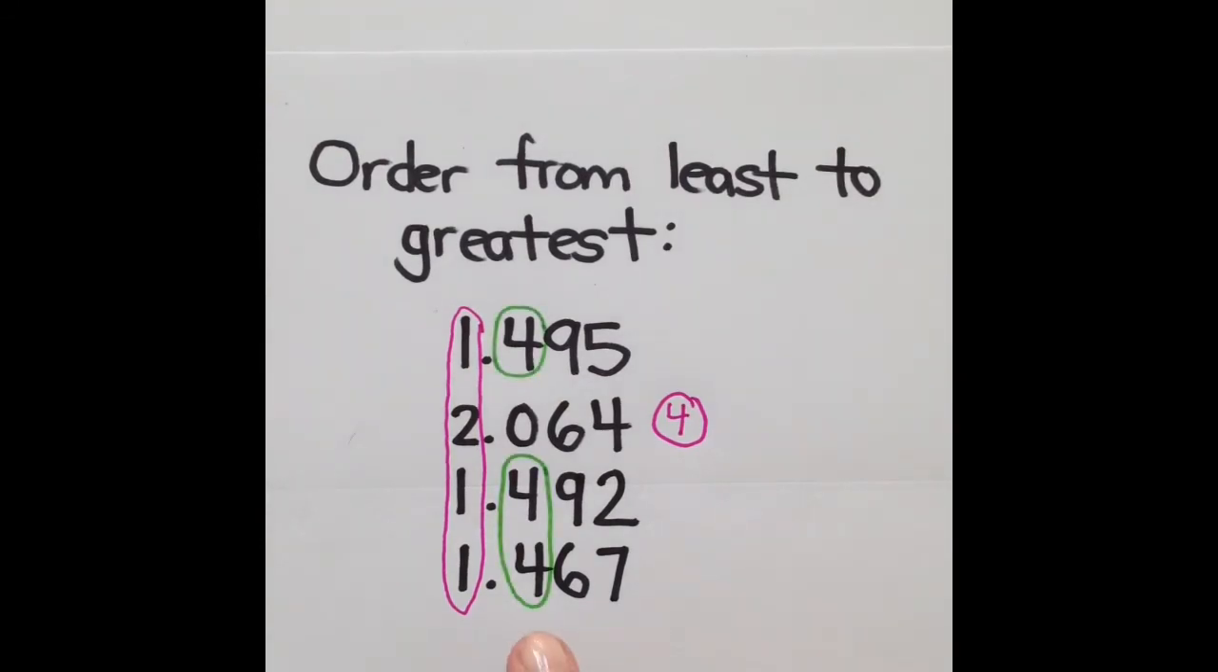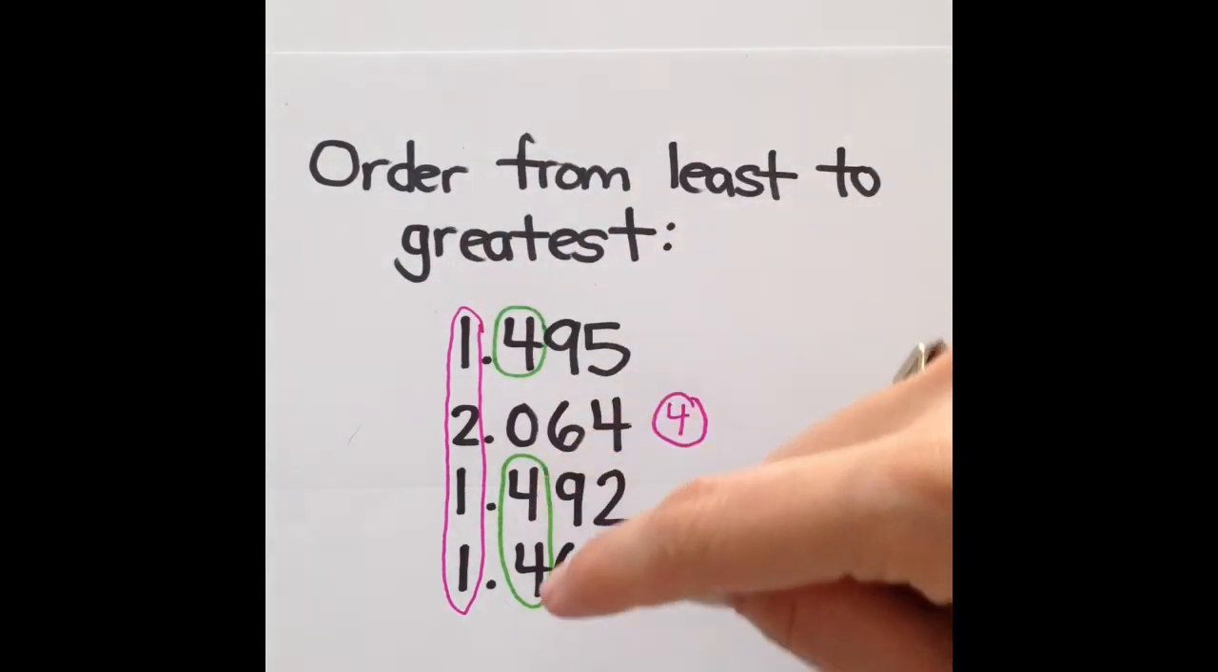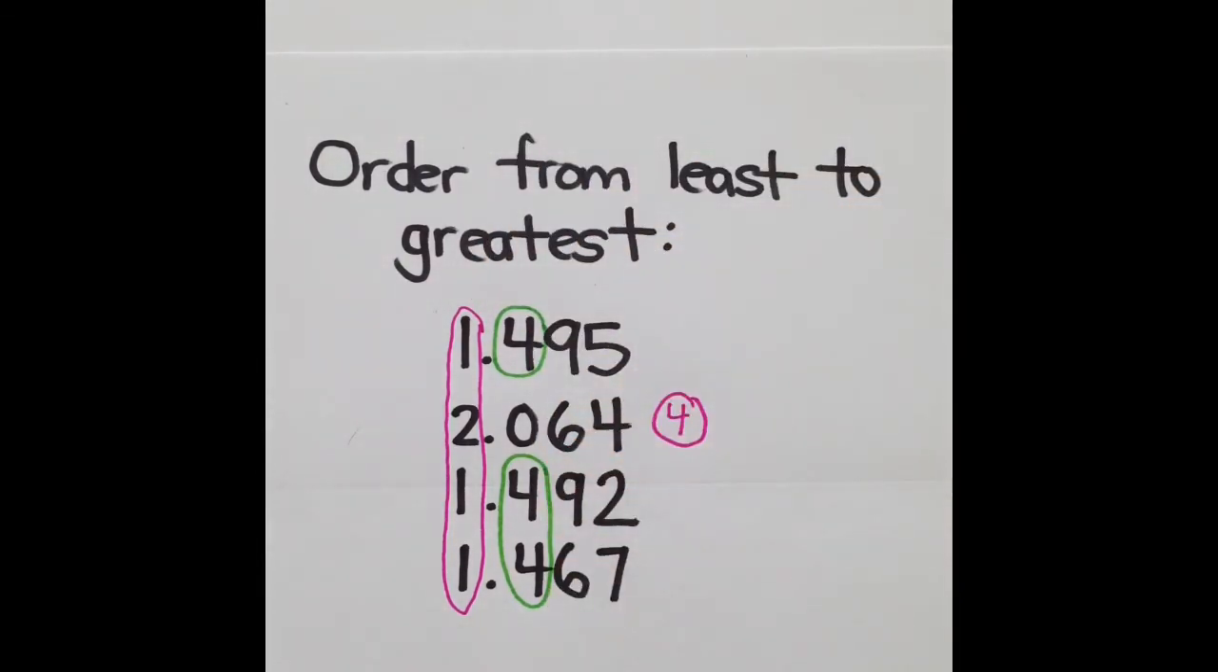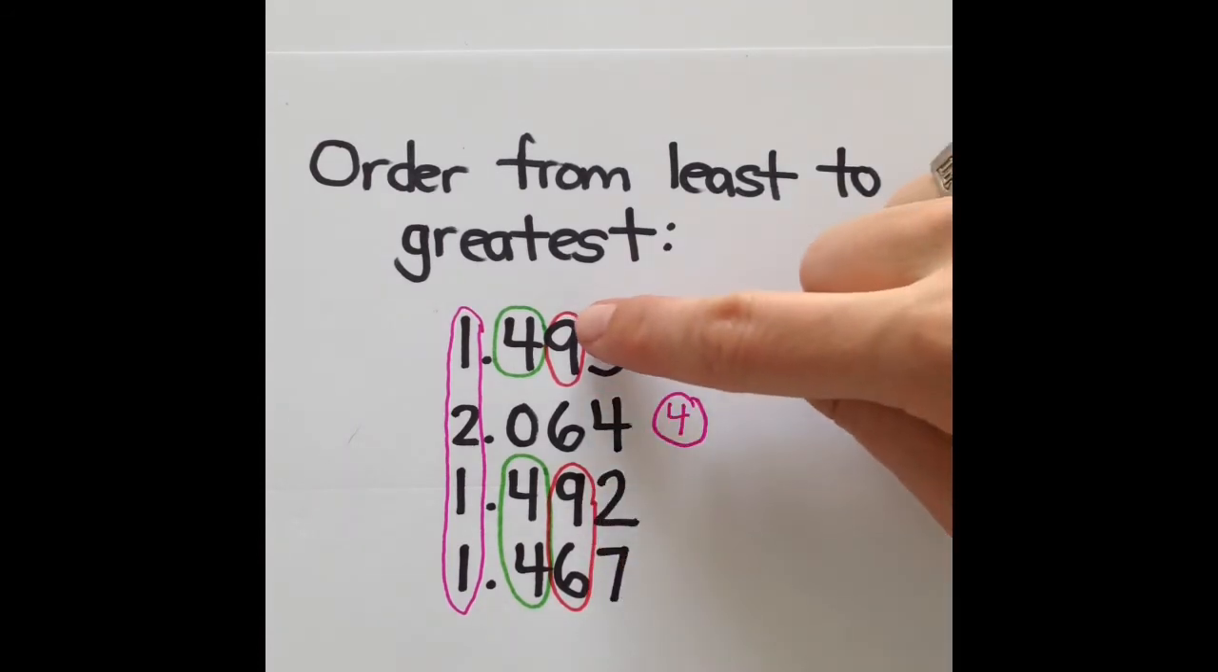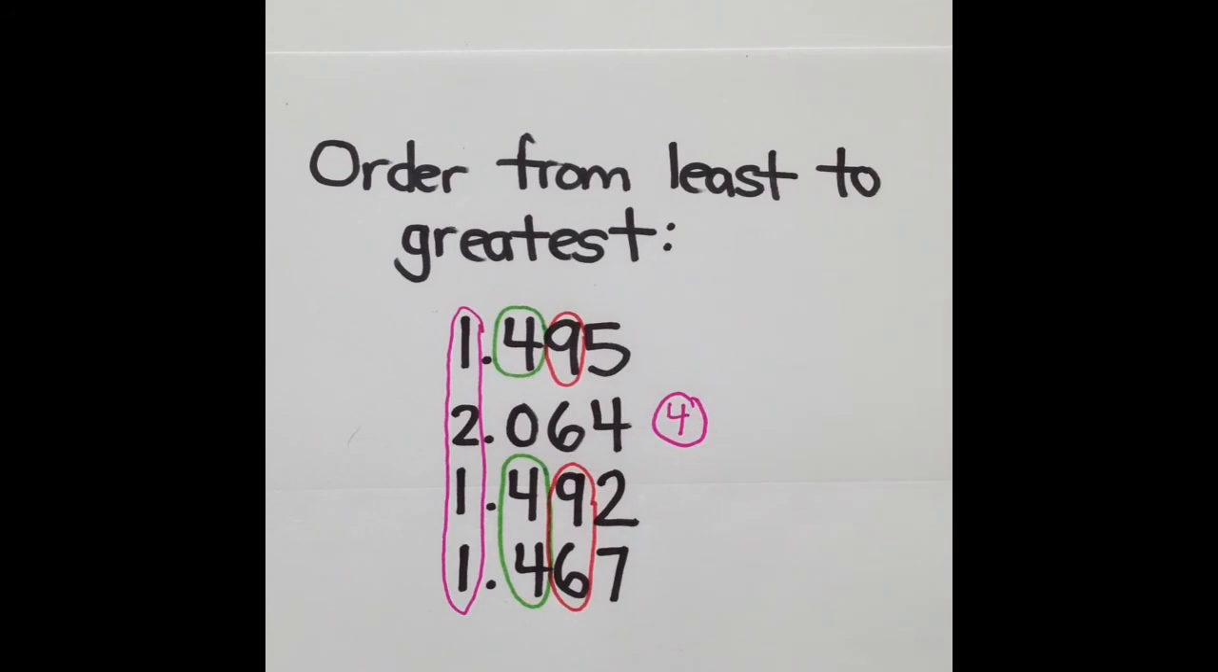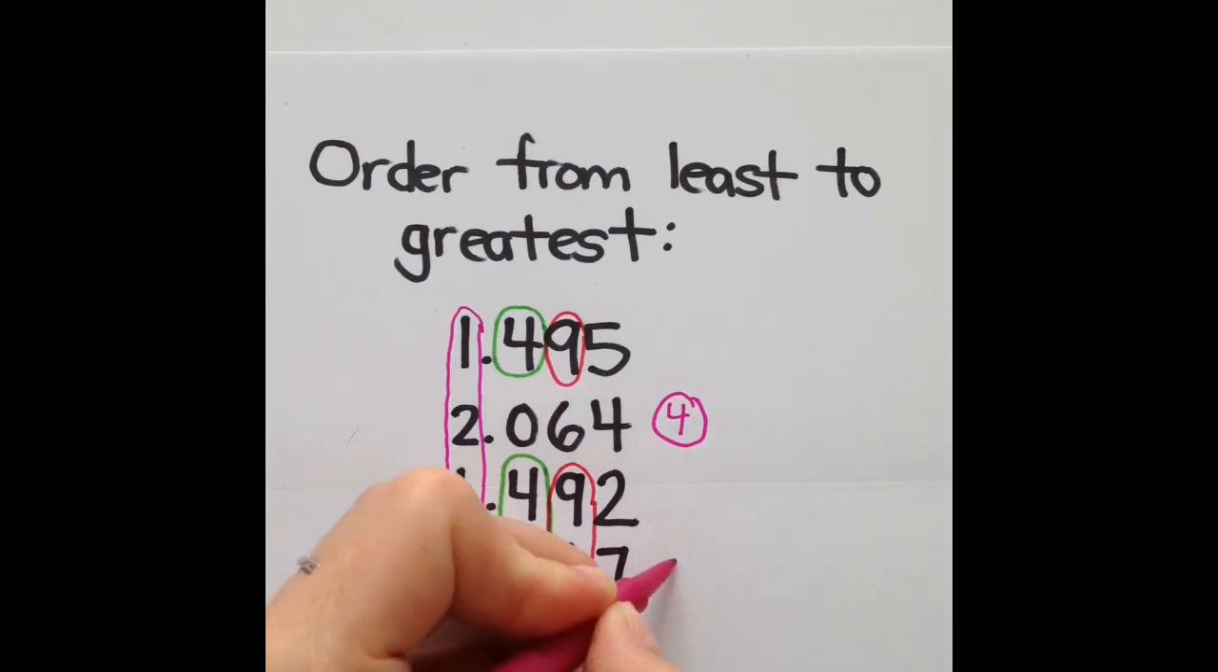Next, we'll look at the 10th place of the remaining numbers. So each of these 3 remaining numbers that need to be ordered all have a 4 in the 10th place. That doesn't tell me anything about how large or small they are in comparison to each of them. So now we'll move to the 100th place to compare them. Looking at the numbers in the 100th place for these 3 numbers that are remaining, I have a 9, a 9, and a 6. So I know the smallest number in my group is 1 and 467 thousandths.